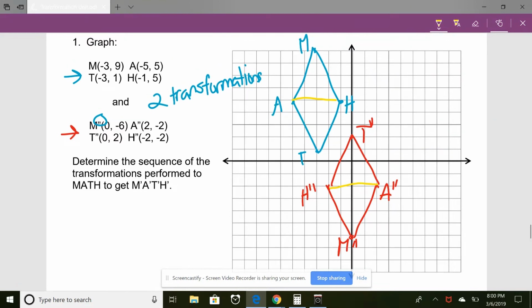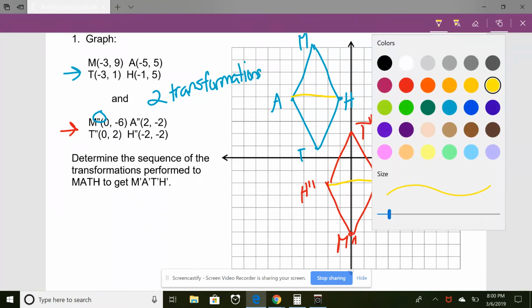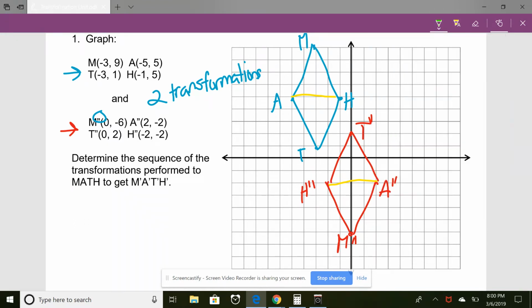Then I take a look at the order of the points on the figure and where they're located. If I look up here, your M is on the top. If I look at my double prime figure, it's on the bottom. Okay, so something happened to flip it from the top to the bottom. All right, let's look at another point. My A is on the left in my original figure, and in my double prime, it's on the right. So whenever it flips, everything flips around. That means a rotation of 180 degrees is done.